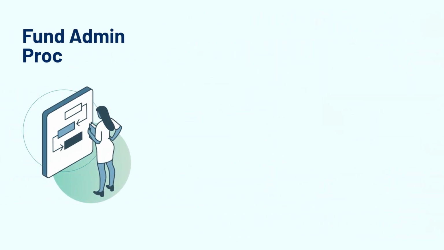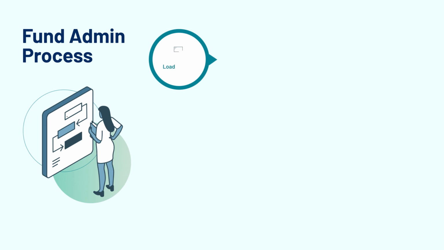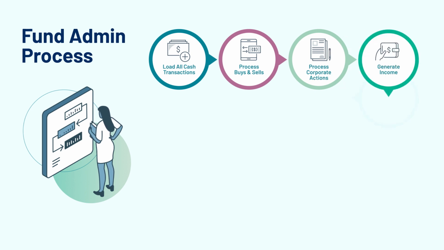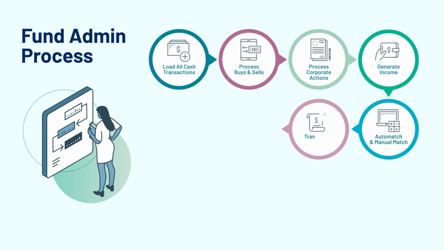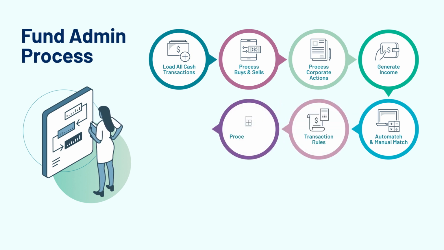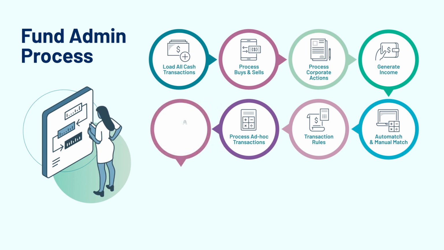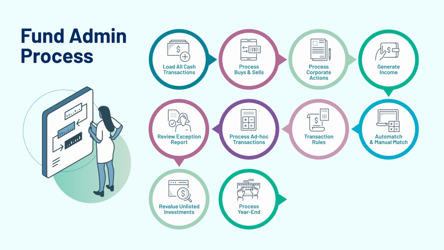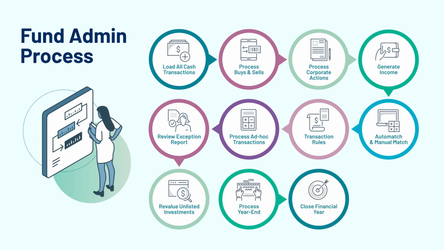To process a fund, first you load all cash transactions, process buys and sells, process corporate actions, generate income, auto-match and manual match transactions, set up transaction rules, process ad hoc transactions, review exception report, revalue unlisted investments, process year-end, and then close the financial year.